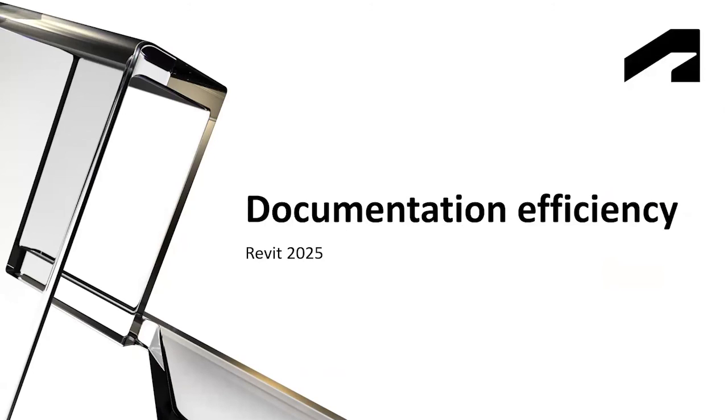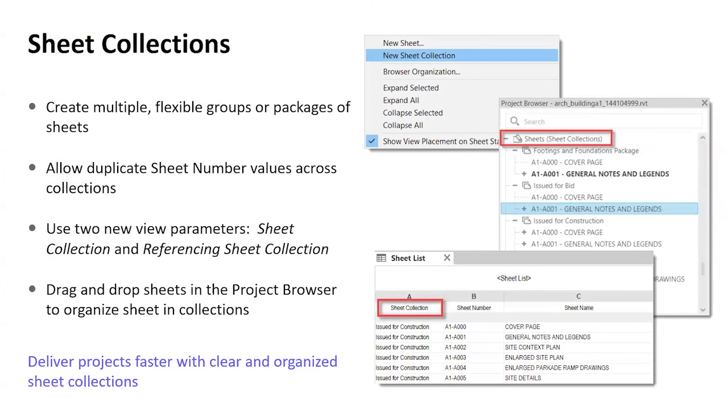Speaking of great new features and efficiency, on the documentation side, sheet collections. So we're able to create multiple flexible groups or packages of sheets, right? So these packages are called sheet collections, and you can have A101 issued for bid and A101 in another sheet collection. Basically, as we create these sheet collections, we can have duplicate views or similar name views in both collections, essentially having multiple sheets with the same number.